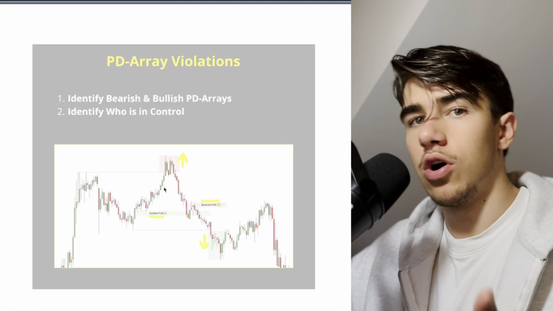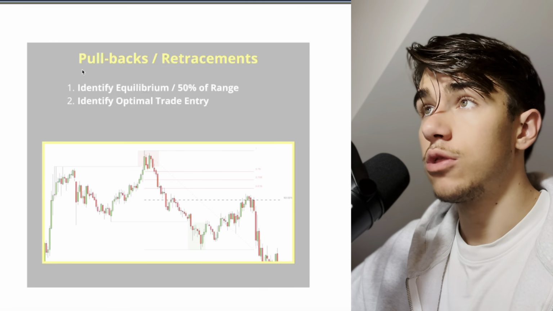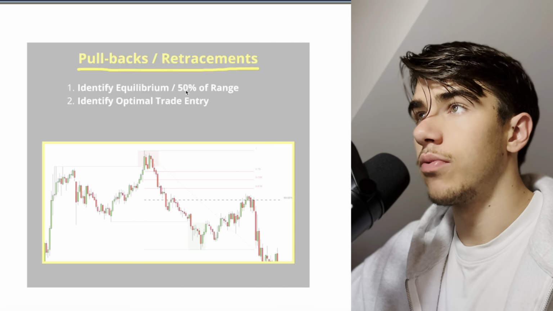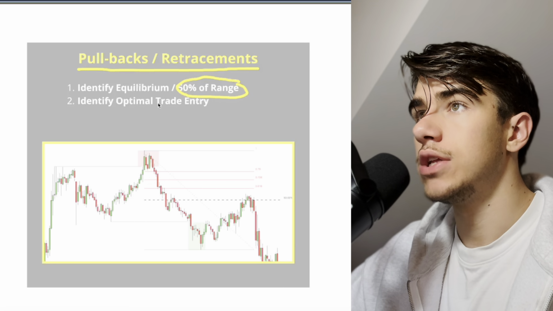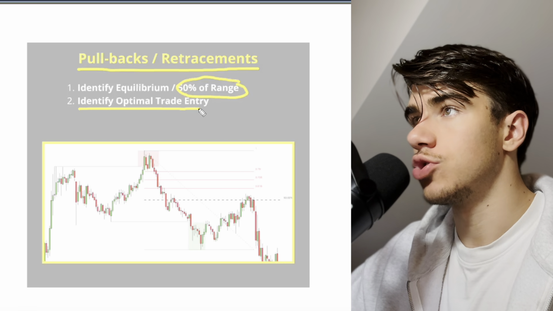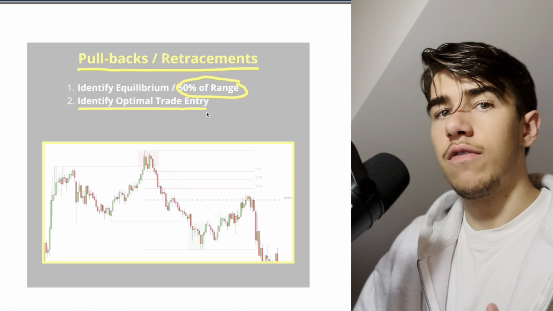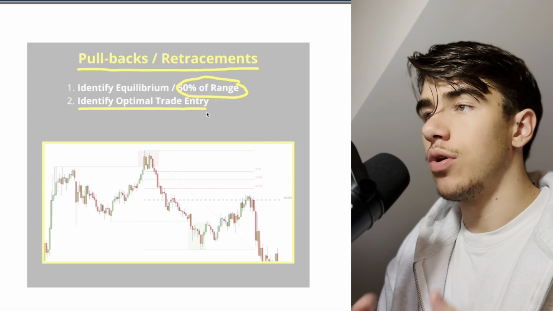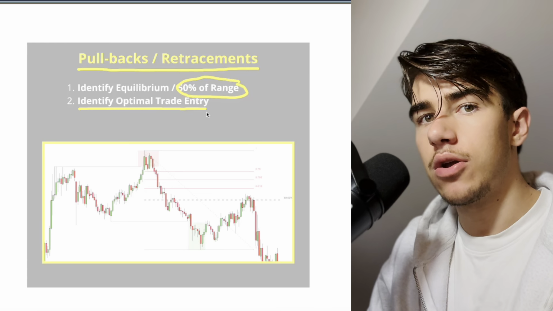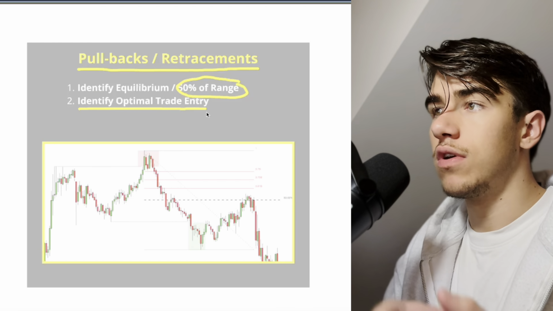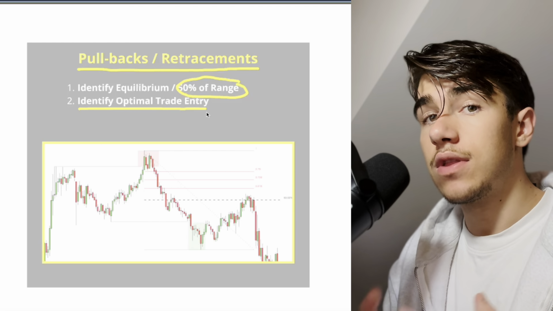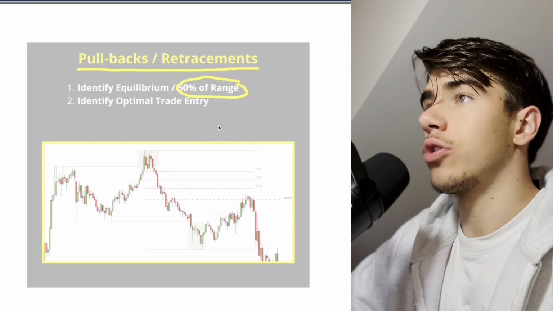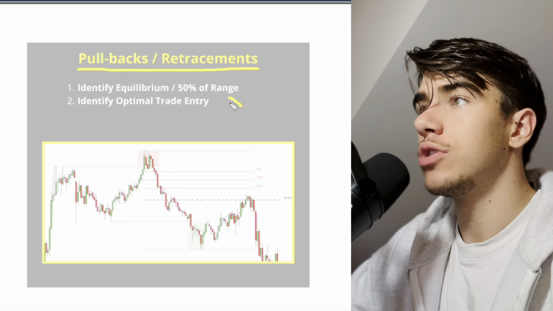And so this brings me on to my next and final point, and that is pullbacks and retracement. So identify equilibrium or 50% of the range, and also identify the optimal trade entry. Because again, based off of what we analyzed right before, we have established that, okay, the market sentiment is probably bearish. There's a high chance that the market is favoring the short side of the market. And if that is the case, and we actually got the direction right, the highest point I want the market to go is going to be 50% of the range.